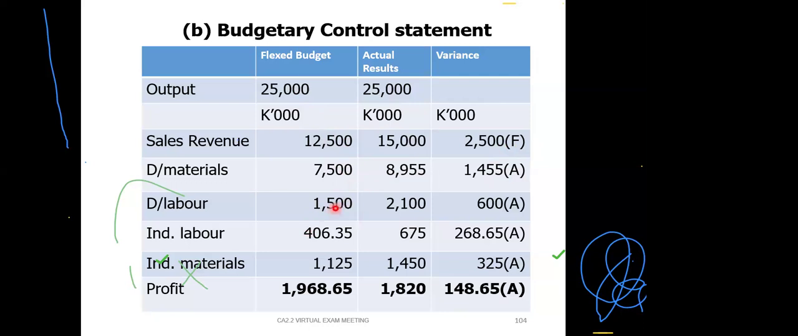In terms of labor, at that level of activity 25, at which you operated, you should have incurred only 500, of course in thousands, but you incurred 2,100, so you incurred more. That's adverse. Indirect labor should have been 406, but you incurred 675. You incurred more, adverse. Indirect materials, you should have incurred 1125, but you incurred 1,450.